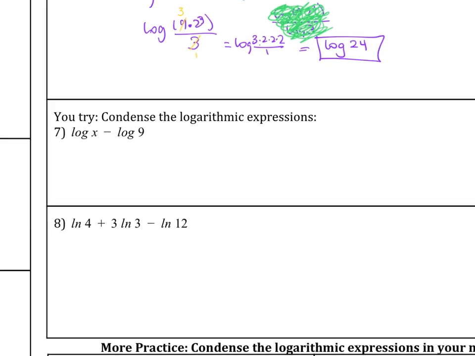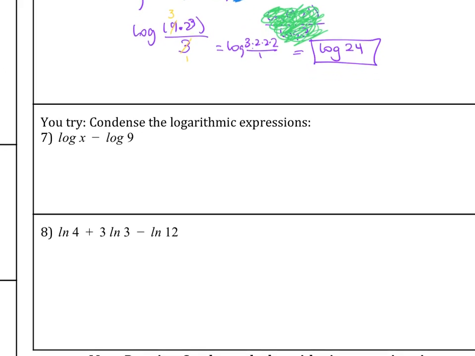So try these two examples out, number 7 and number 8. Condensing the logs.